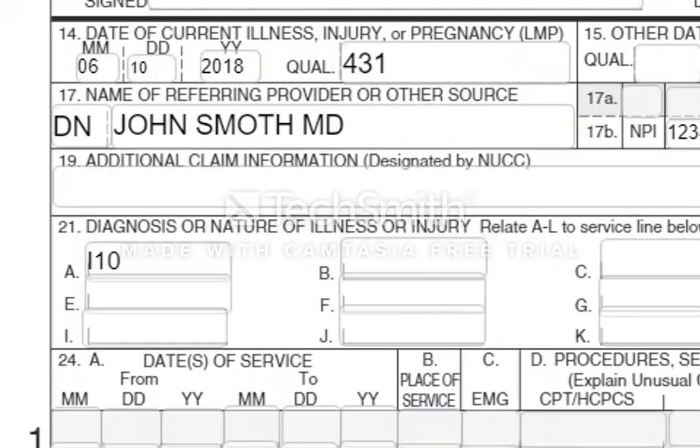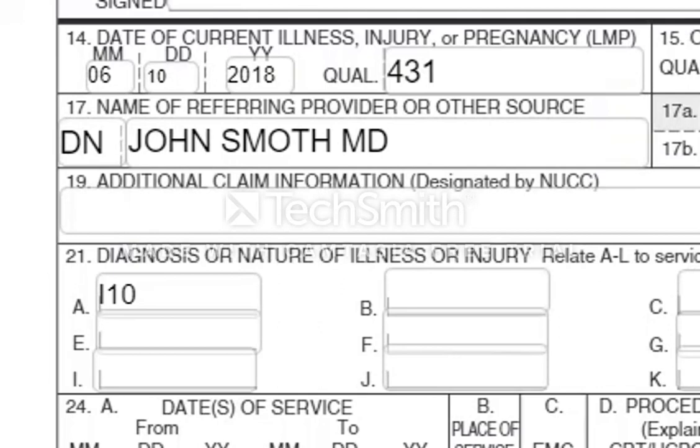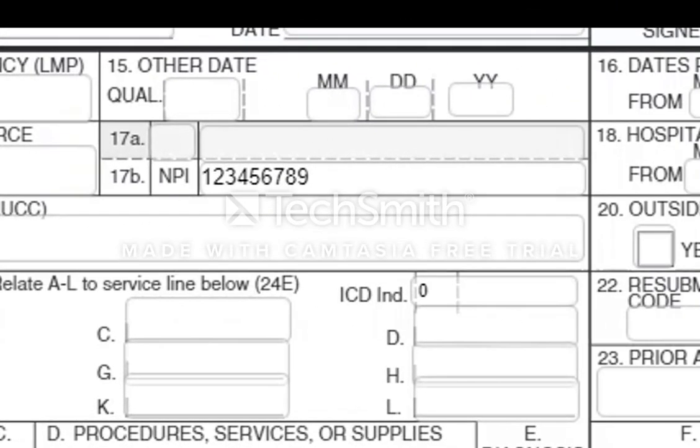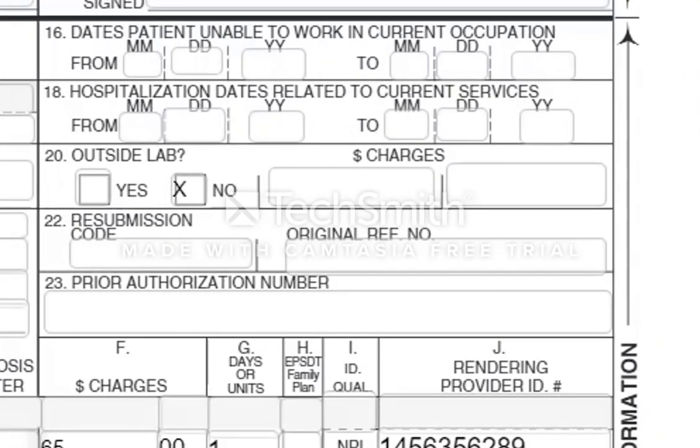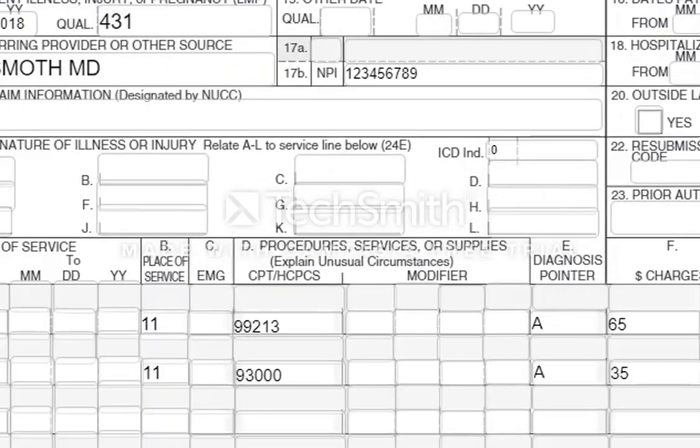So block 14, we are still going to use the date of illness, injury, or last menstrual period. Make sure, once again, if you are using last menstrual period, to put the qualifier 484. Otherwise, we are going to be putting qualifier 431. Now, one difference is with block 15, this will always be left blank on a Medicare form. Block 16, this would be if the patient is unable to work. Remember that the due date is the last day they are unable to work.